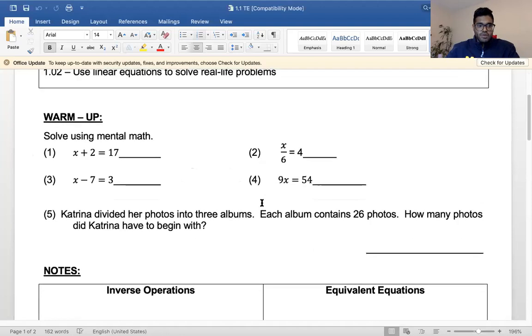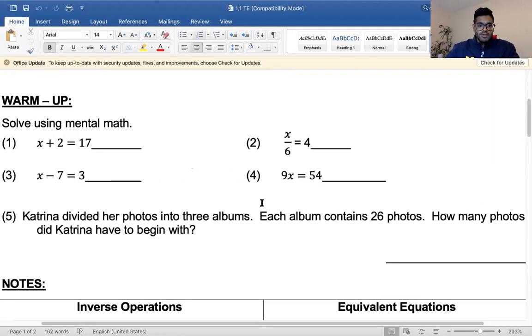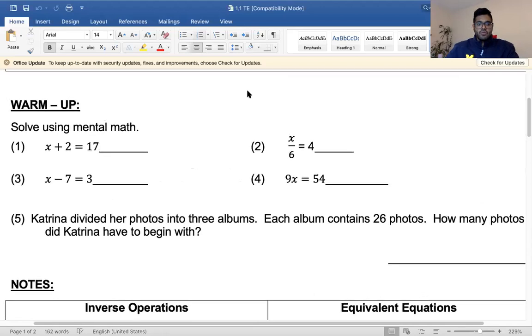So warm-up problem: solve the following problems using mental math. We're going to do a couple things here. It's going to lead to some definitions. Whenever we're trying to solve for a variable, we're trying to isolate the variable. So what we're trying to do is get x alone. We're going to do whatever we can to make x go alone.